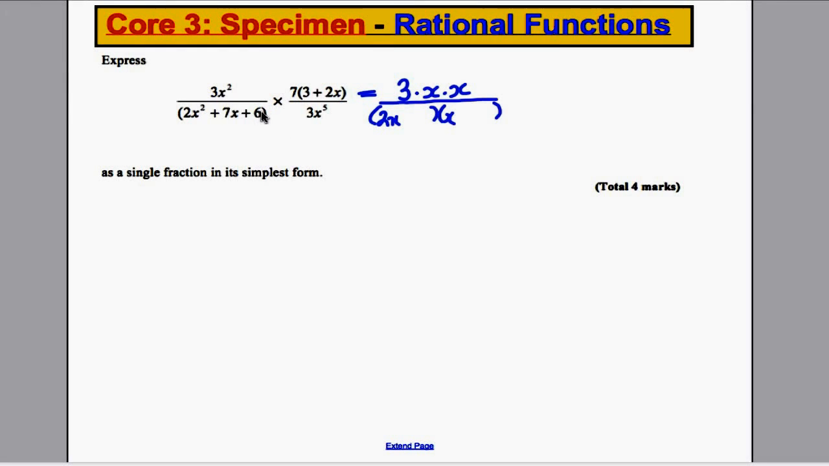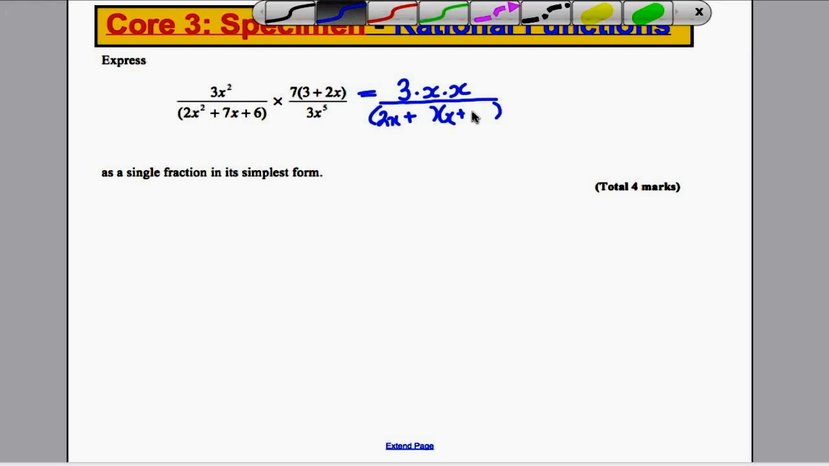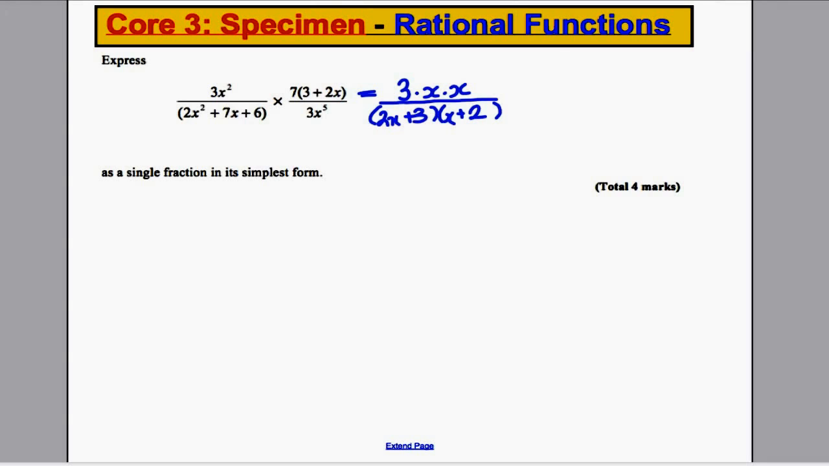We've got to multiply up to 6 and then it's got to add to 7. It would work out perfectly if we have x plus 2 here, x plus 3 here. This here, multiply 7, 3 plus 2x. And on the bottom we've got 3x to the power 5, which is 3 times x, times x, times x, times x, times x.